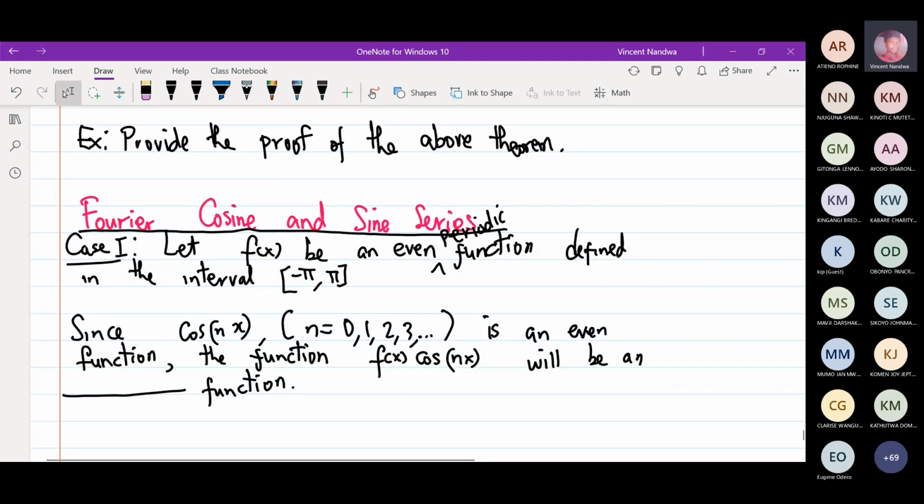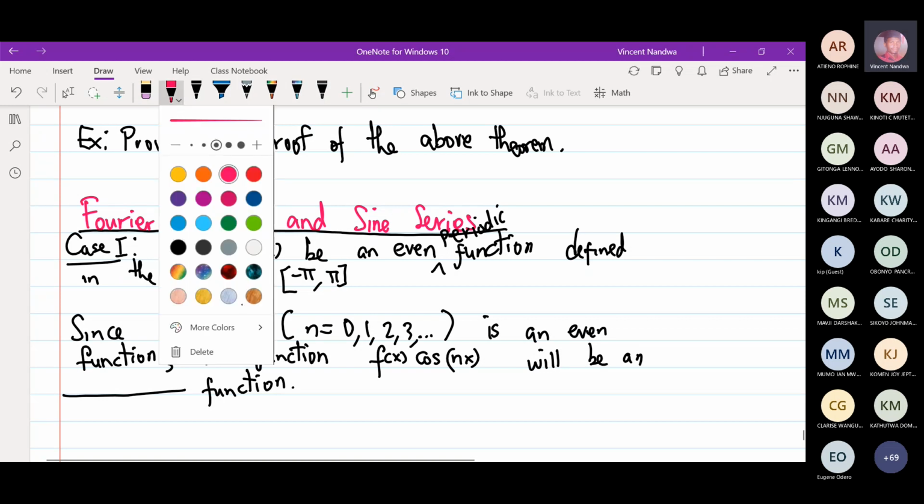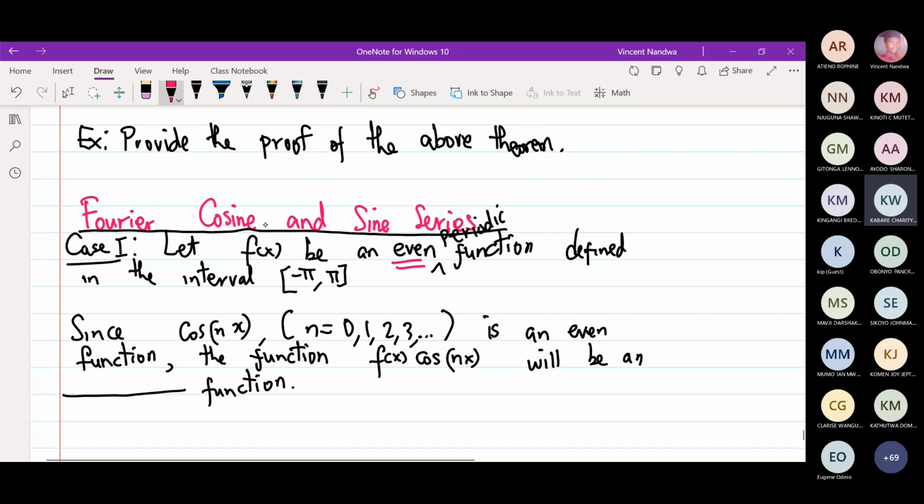What should I fill in that space? Even. It should be an even function because we started by saying that the function f of x is known to be even. So this f of x is already even. And because a cosine function is always an even function, f of x is even, cos of nx is even. So even times even is always an even function. So the function f of x cosine of nx will be an even function.